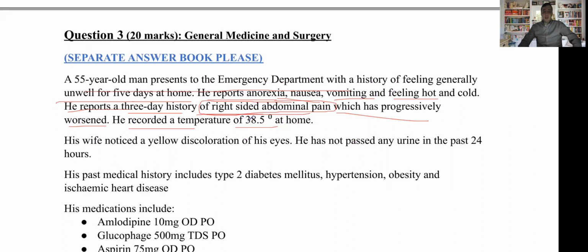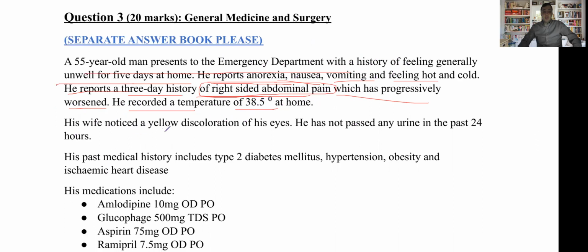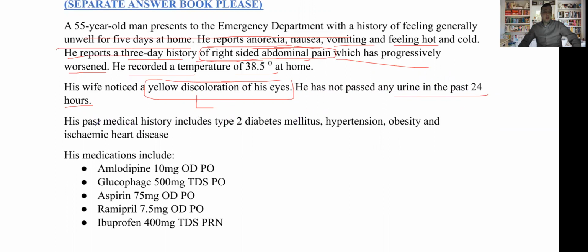So he has acute onset of abdominal pain in the right side of the abdomen, and he has a temperature 38.5. His wife noticed a yellow discoloration of his eye, so this could be signs of jaundice. He has noted he hasn't passed any urine in the last 24 hours. This is an important sign. It might indicate the patient has an element of AKI.